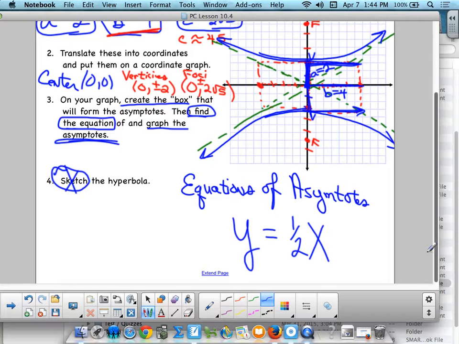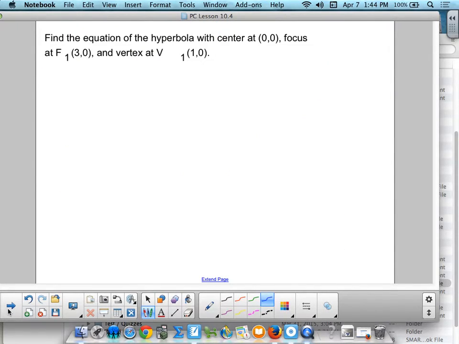Yeah. Okay, what's the other slope though? Wouldn't it just be negative? Down 2, right 4. Good? All right. Let's try this one.